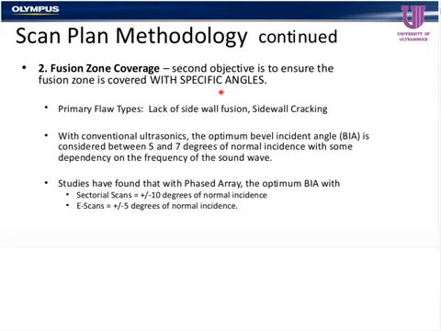If we don't choose the right angle to cross the bevel or the fusion zone, then we aren't perpendicular and we don't get as much sound return. Based on a key study that was done in industry, what we found out is that with phased array, we can vary the angle quite a bit with sectorial scans. As you see down here at the bottom, we can vary the angle plus or minus 10 degrees. And we can vary the angle with our electronic scans, or E-scans, about plus or minus 5 degrees. So how does that work? How do you implement that?